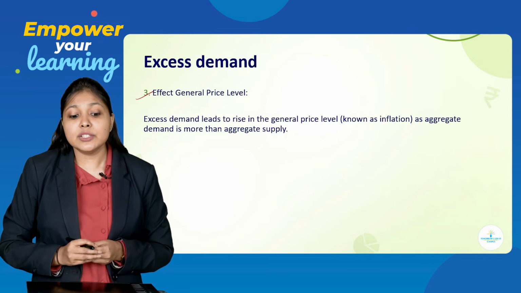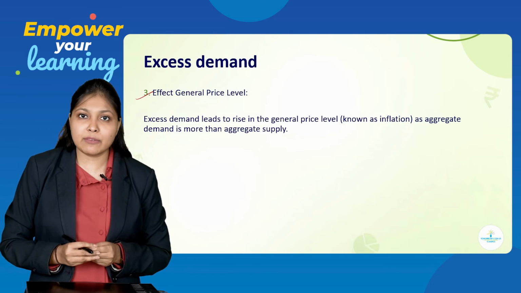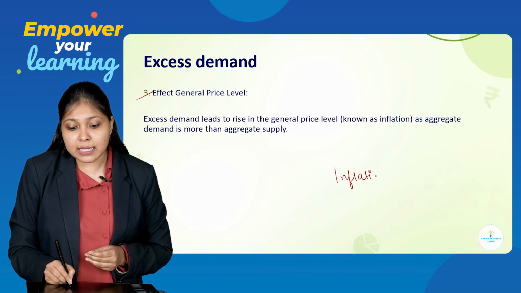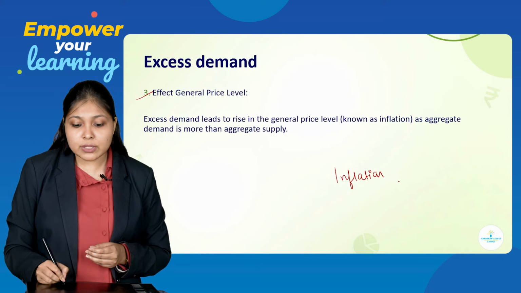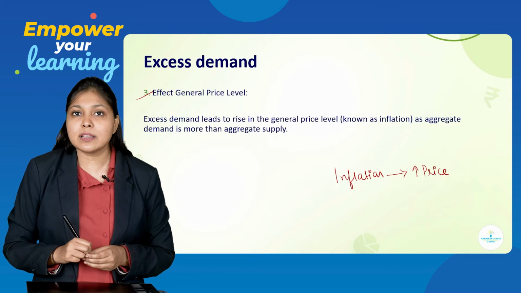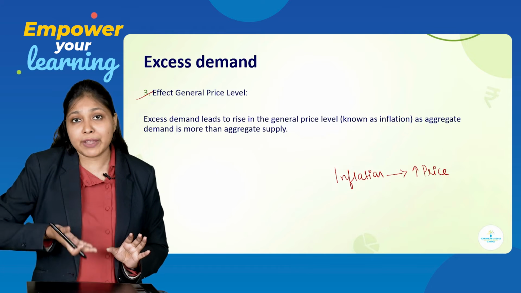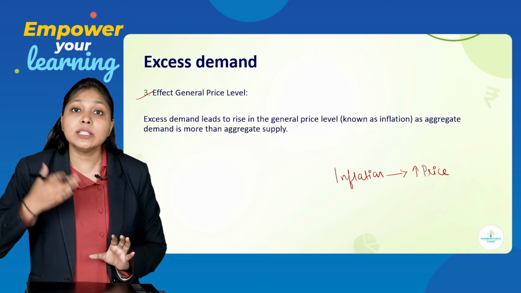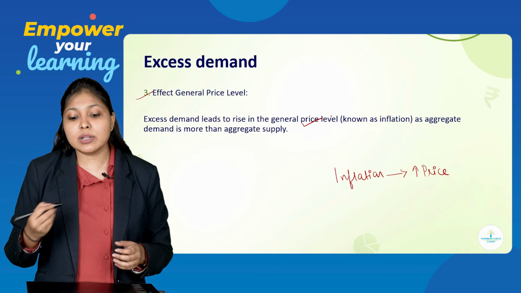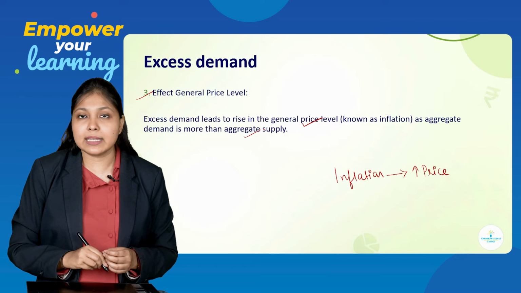Third is the effect on the general price level. What will happen to the general price level of goods and services? So we already know excess demand gives rise to an inflation situation. Inflation is the situation where there is an increase in the price of goods and services. So the general price level will increase. This is going to be the effect or impact of excess demand on the general price level. So excess demand leads to a rise in the general price level, known as inflation, as aggregate demand is more than aggregate supply.